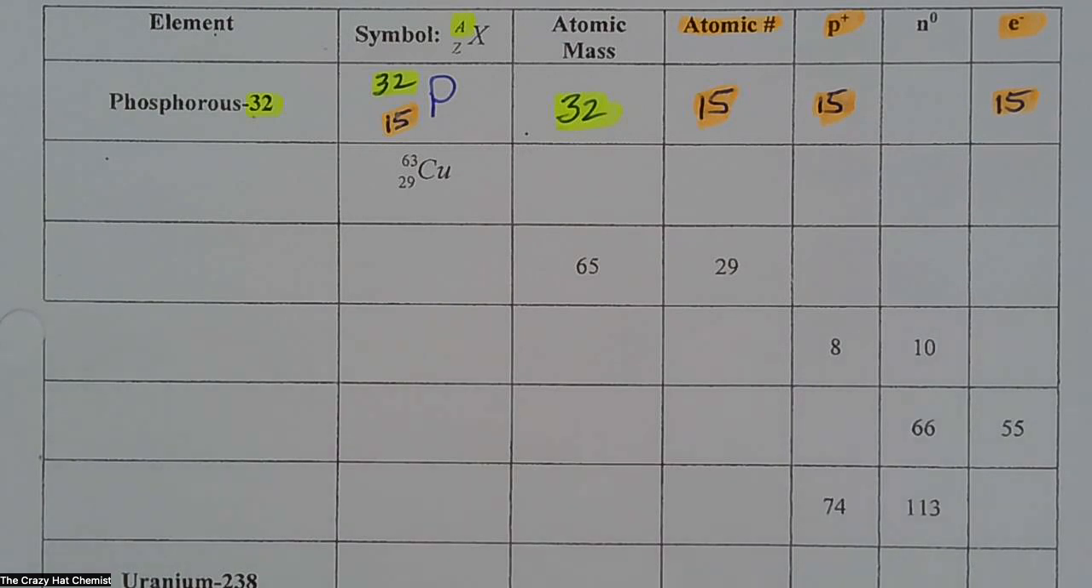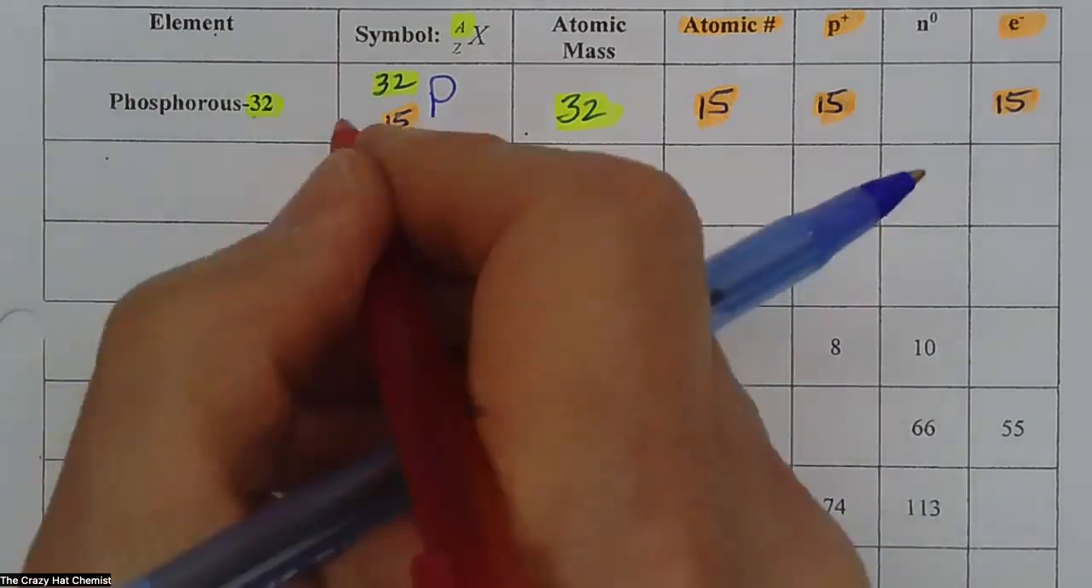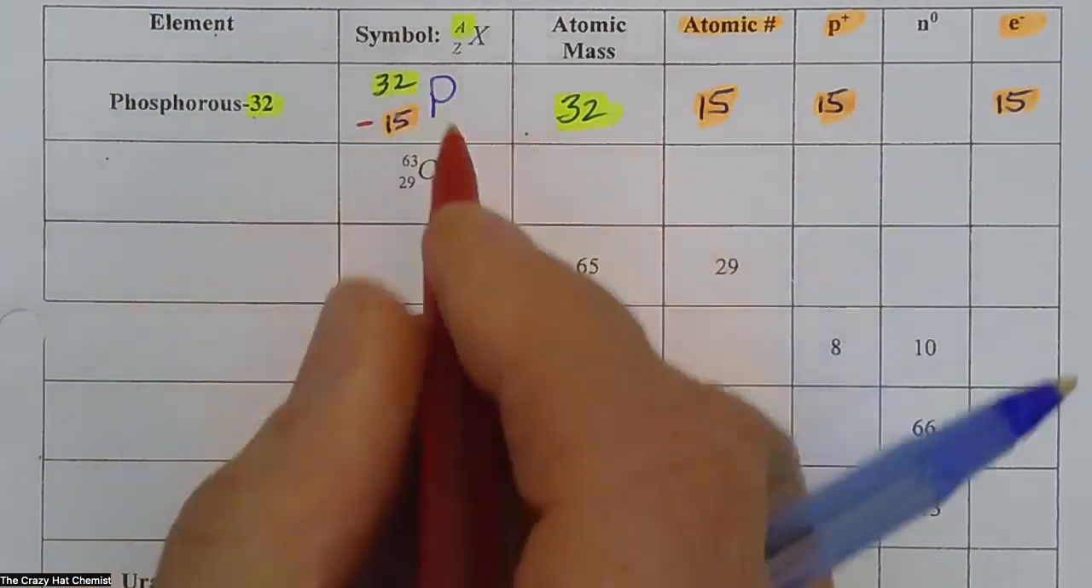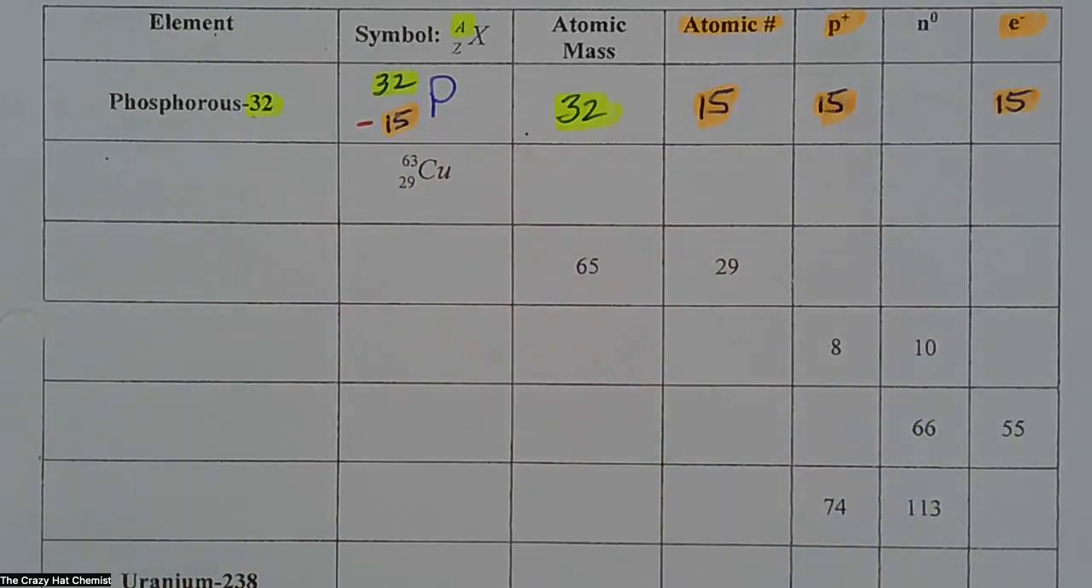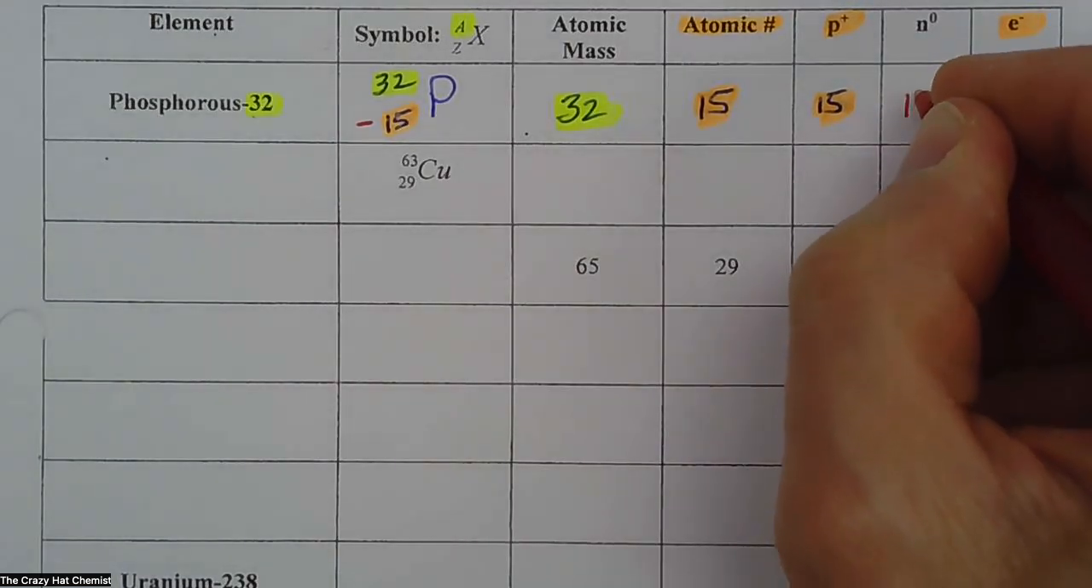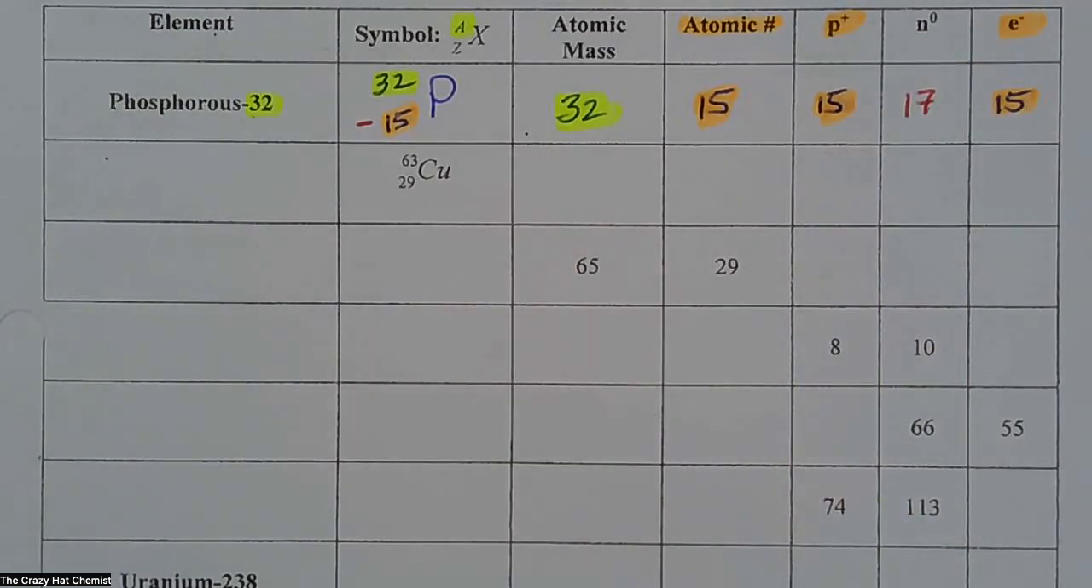All right, and then we're going to do a simple subtraction problem. We're going to take the difference between the atomic mass and the atomic number, and that will be the number 17 in this particular case, and that will give you the number of neutrons. All right, fantastic. We're going to do the next problem here. I'm going to highlight a few things, and then we'll just keep on moving.